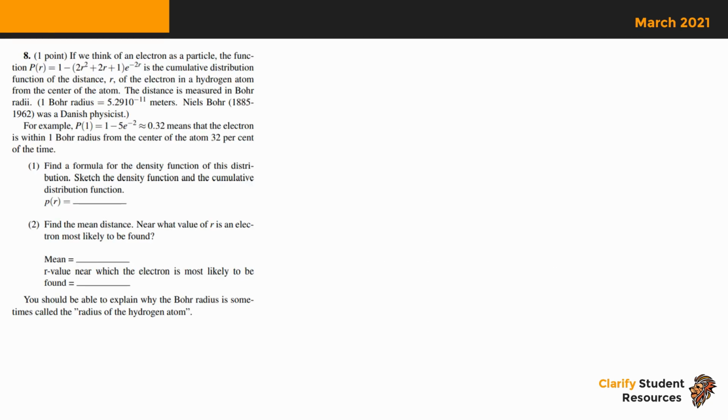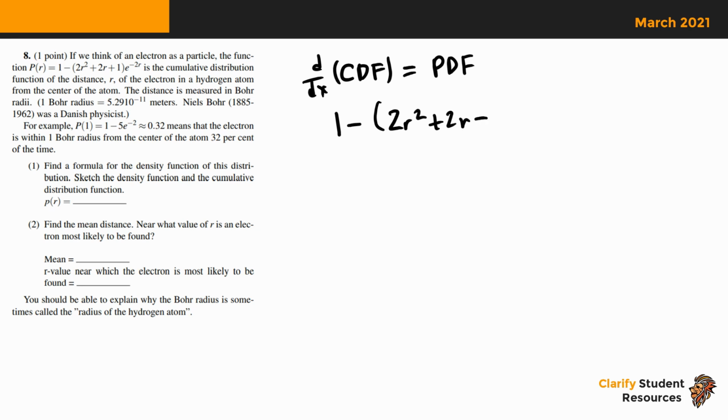All right, so for the first part of this question, they want us to find the density function. And what we're going to see is that when you have the CDF, or the cumulative distribution function, when you take the derivative of it, this is going to give you the PDF. So in this case, we want to take the derivative of 1 minus (2r squared plus 2r plus 1) e to the negative 2r. So yeah, this is basically back to Calc 1, where we're just going to take a derivative.